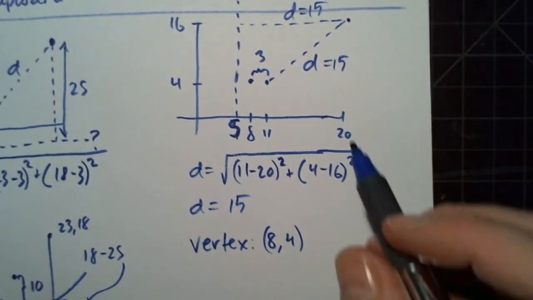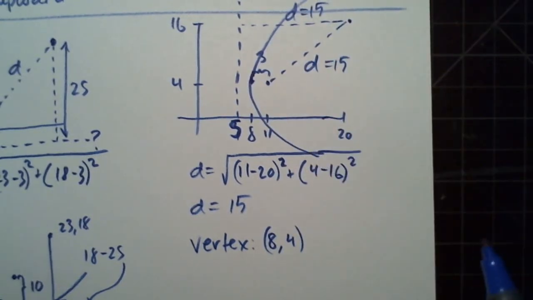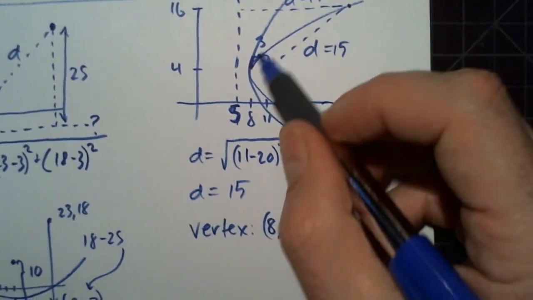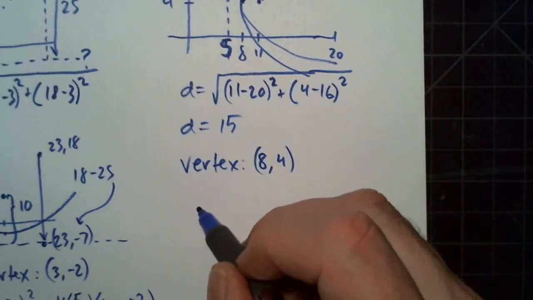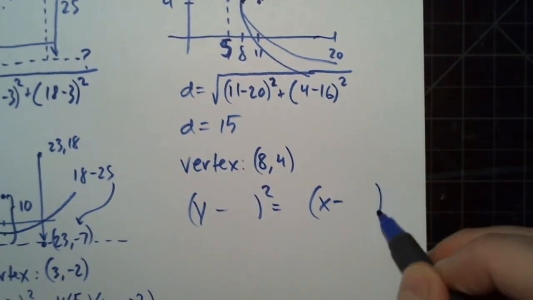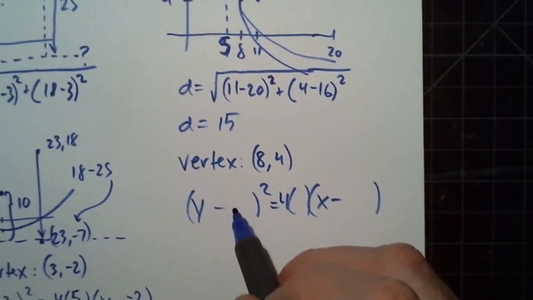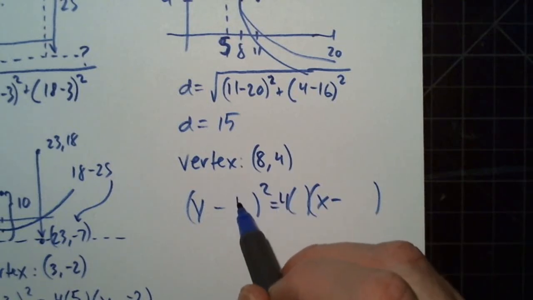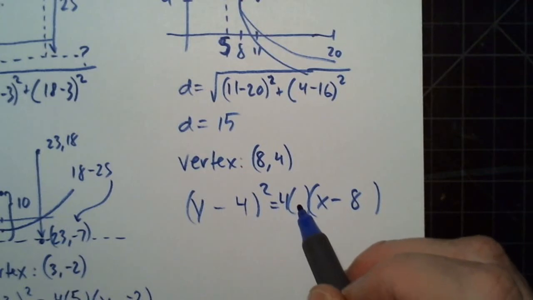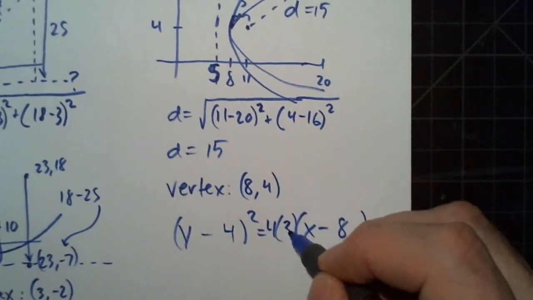And it's opening, oh, that's off. It's supposed to go through that point. It's opening horizontally, so we know we have y squared, and the y value of the vertex is 4, the x value of the vertex is 8, and the distance to the focus is 3. We moved right, so it's positive 3.